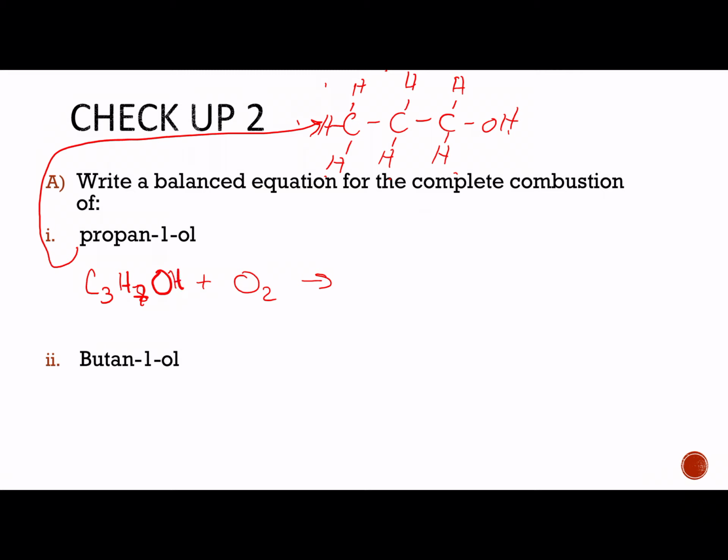It doesn't matter. You can do it either way. I just thought it would be easier to look at the 8 hydrogens together. And then you make CO2 and water. And so then you would have to balance the equation.